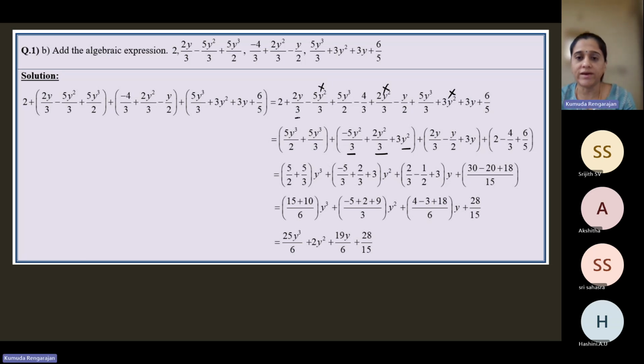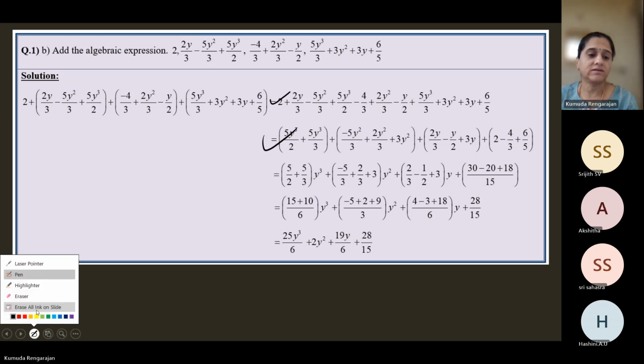Then the y terms, y, y, y. Put the y terms in a bracket and a plus sign outside. And then the constants, 2 minus 4 by 3 plus 6 by 5. How many of you got this first step correct? First two steps correct? Okay, first two steps right.